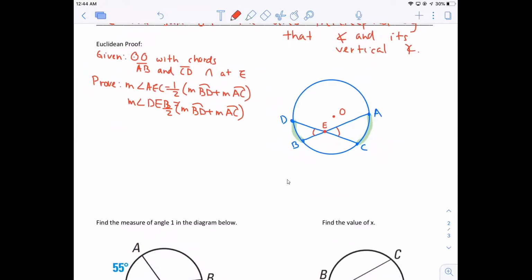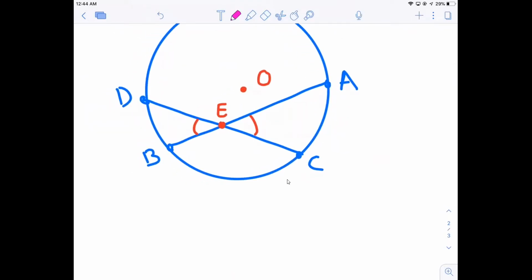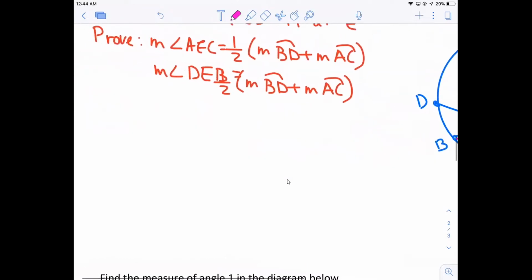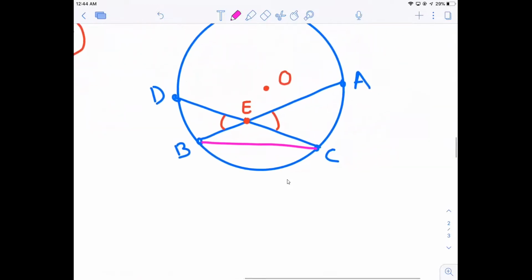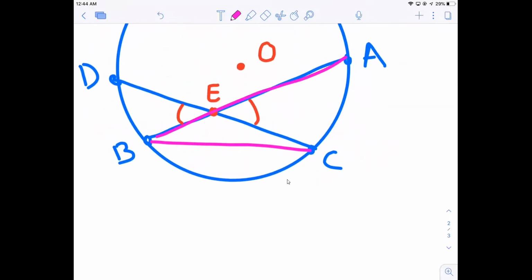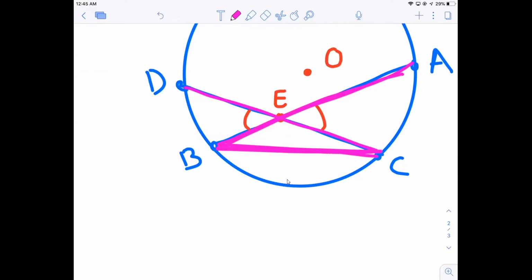So for this proof, what am I going to draw in? Well, I'm going to draw BC. That's going to be step 1. Right? And once you draw that in, I think you can try the proof. That's just the hard step to see. But if I draw in BC, well, what have I done? Haven't I formed an inscribed angle, right, to arc AC here? And also formed an inscribed angle, right, DCB to arc DB.